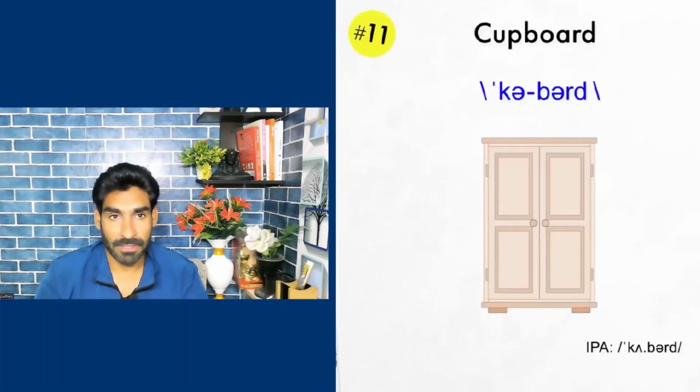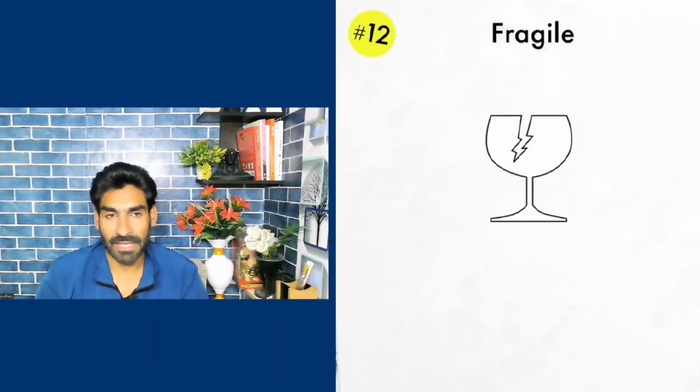Cupboard. In American pronunciation, we say cupboard with the R. And in British pronunciation, you can drop the R. And in American pronunciation, we pronounce this word with the R. However, some people pronounce it incorrectly. The next word we have is fragile.